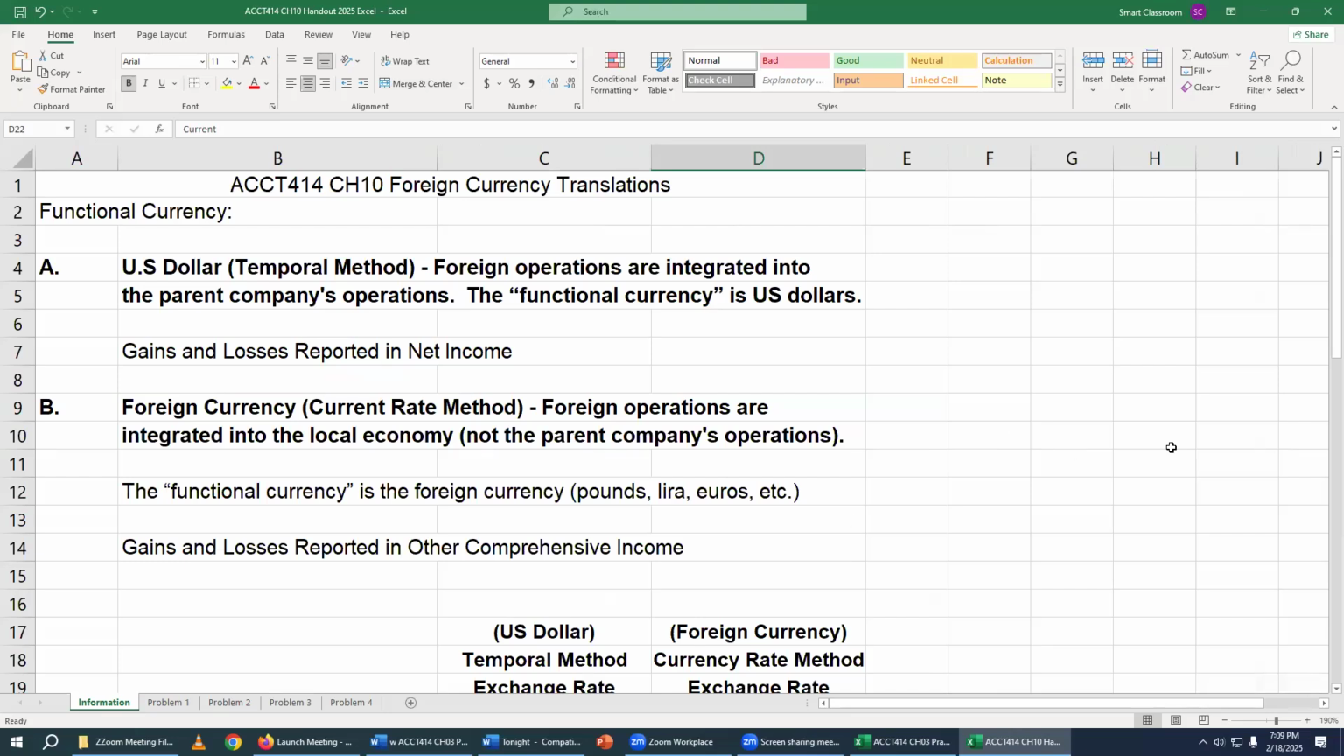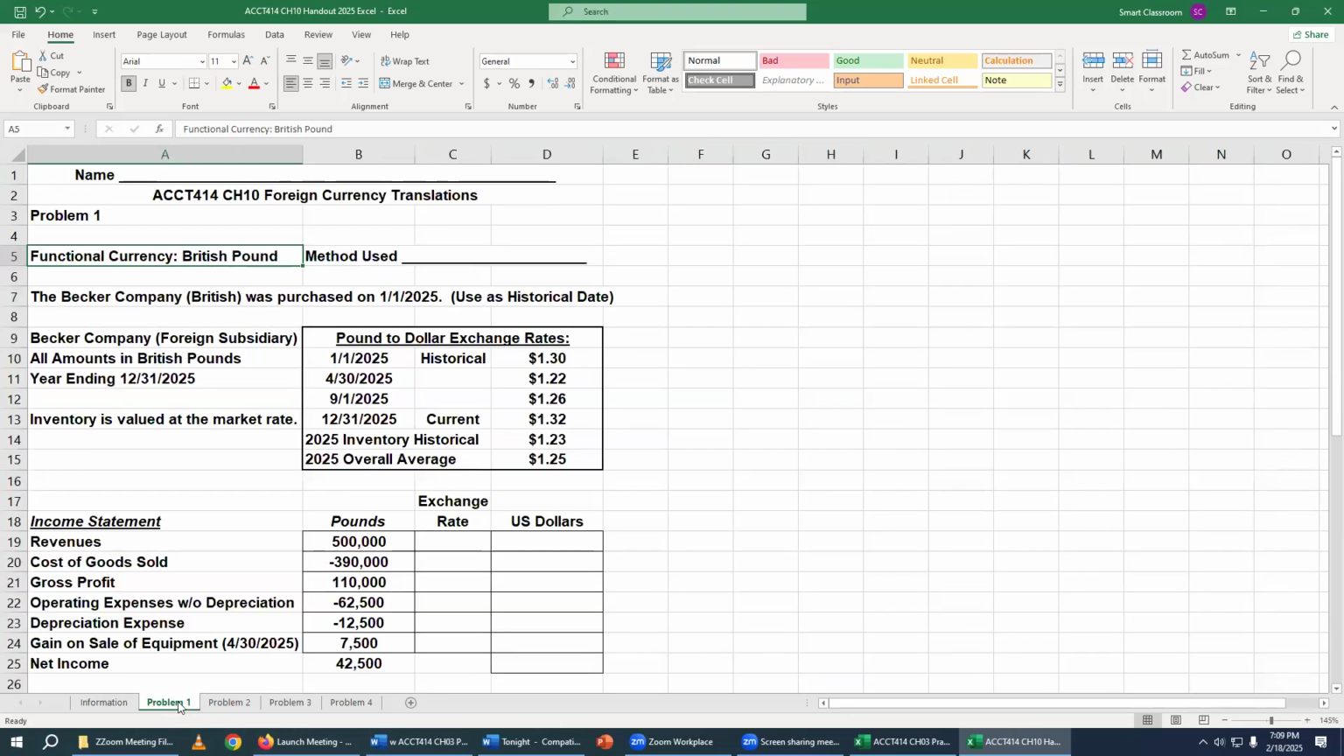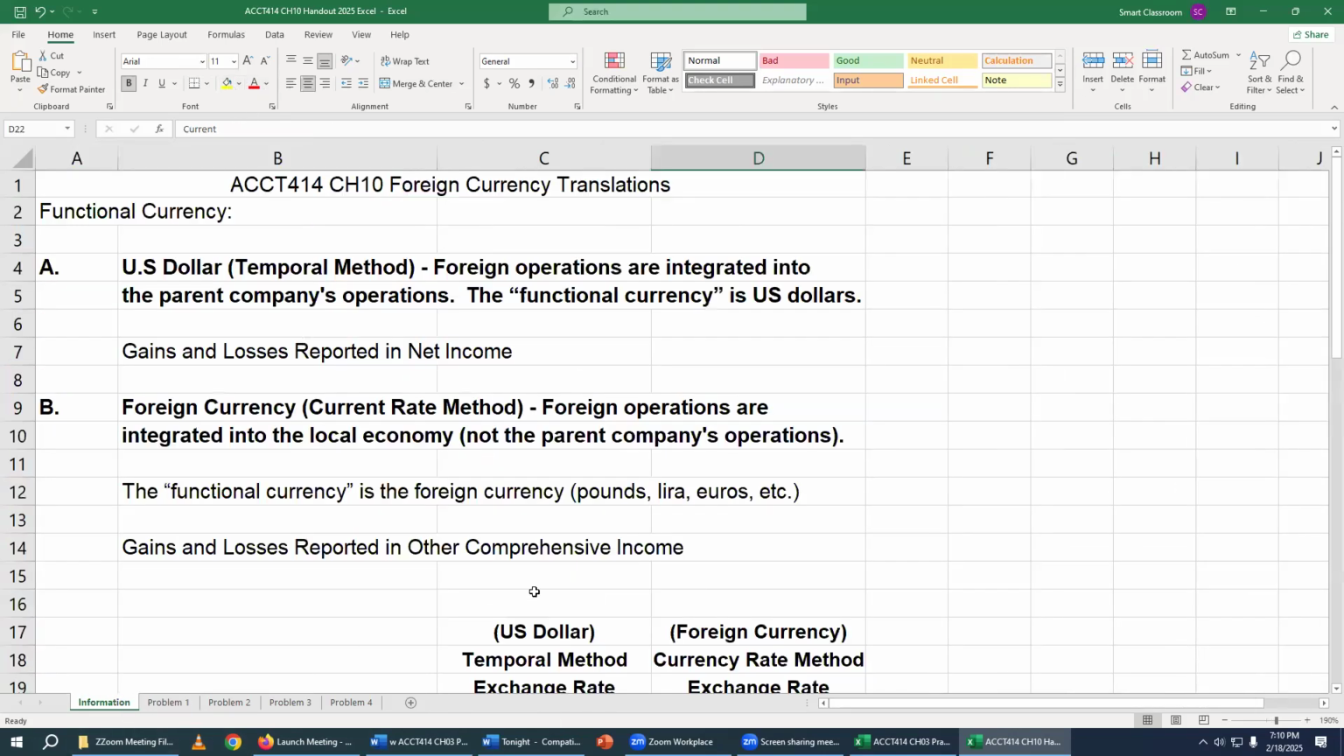So which method are we going to use? If the functional currency is the foreign one, yep, so it's going to be the foreign currency method. Yep. So this is the method we're going to be using for this one.